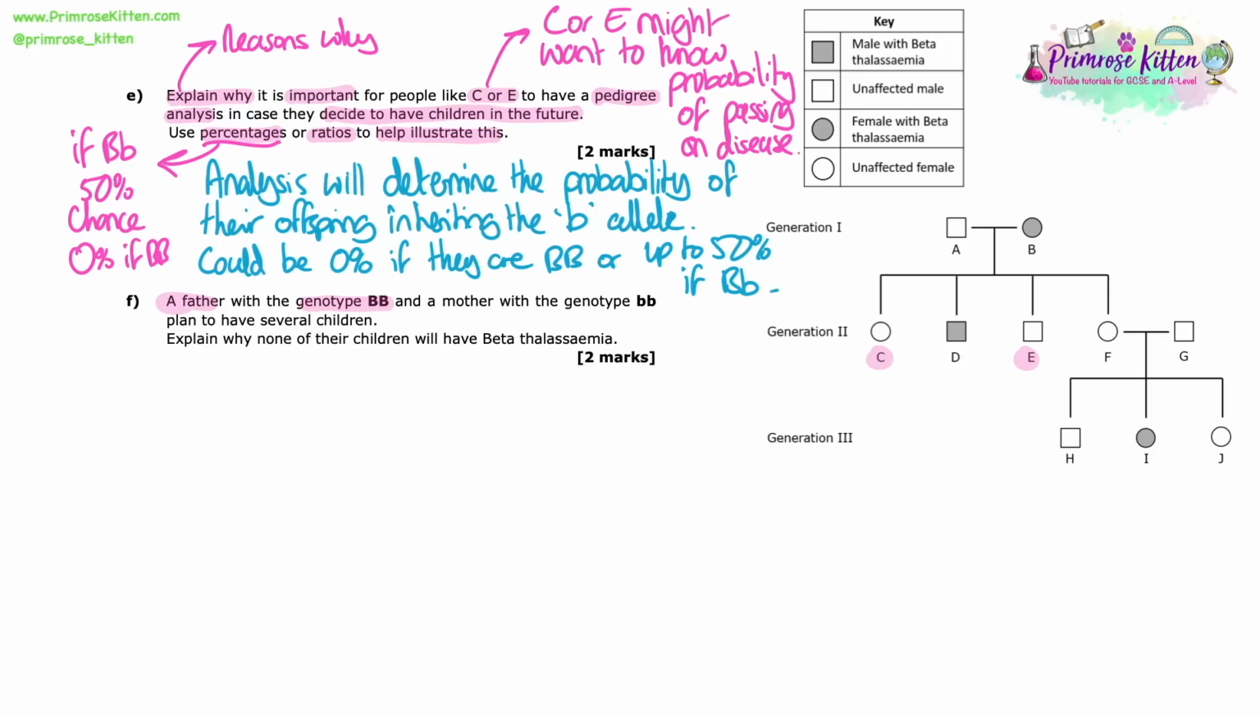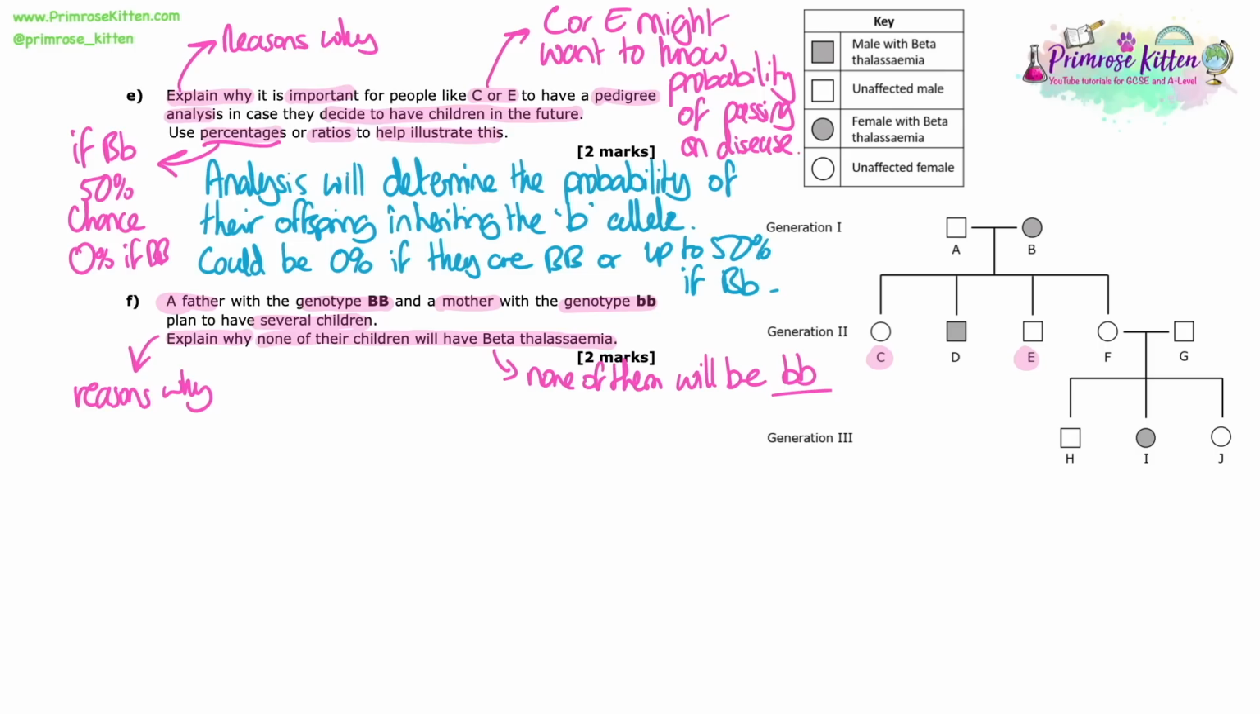A father with the genotype capital B, so homozygous dominant, and a mother with the genotype little b, or homozygous recessive, plan to have several children. Explain why none of their children will have beta thalassemia. So explain the reason why none of their children will be little b.